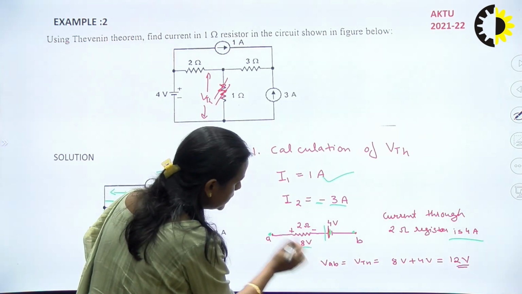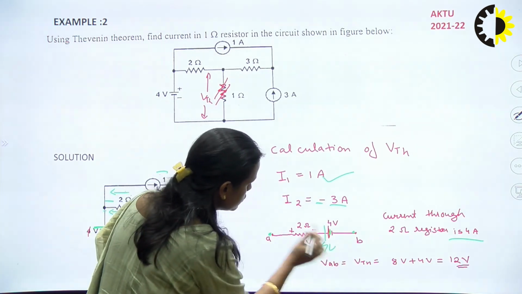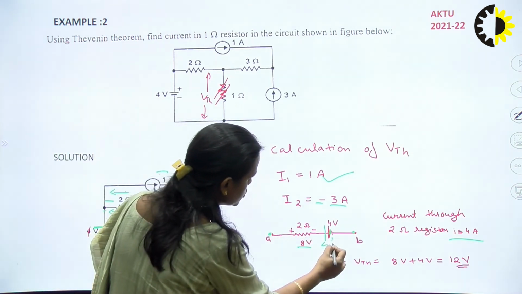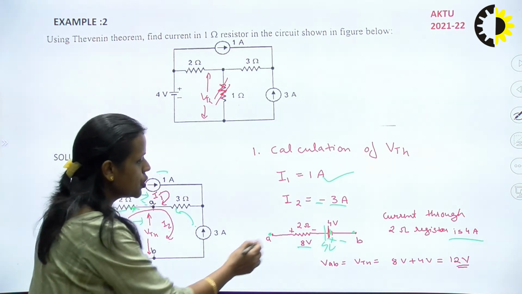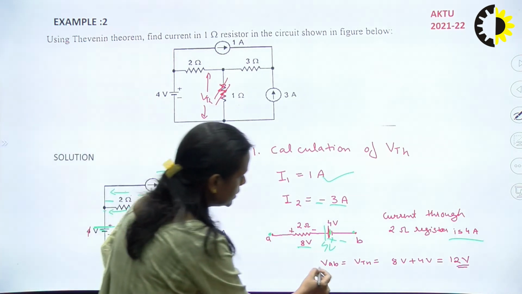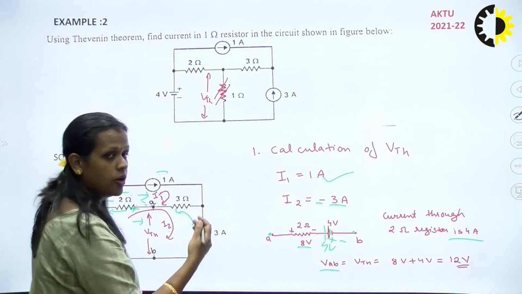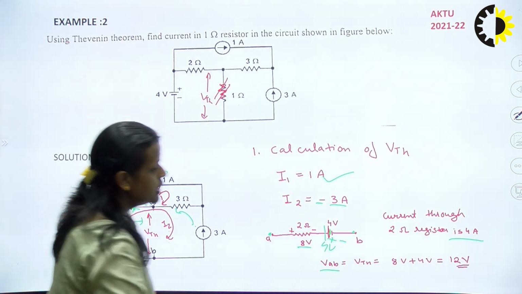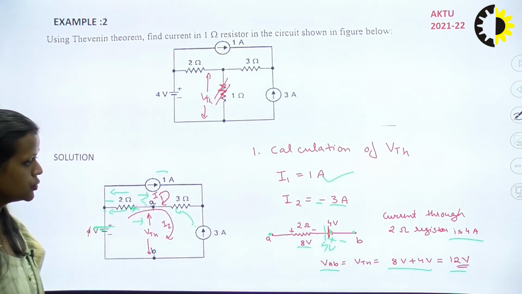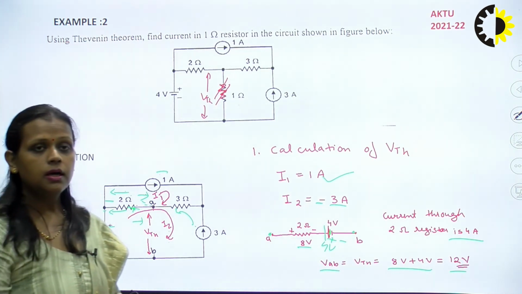So the voltage will be 8 volt, and here we know the voltage sources: this is a 4 volt source, and the polarity is plus minus, and here also the polarity is plus minus. So will this 8 volt and 4 volt get added? Here the value of VAB, meaning the voltage across the AB terminal, or we can also say VTH, will be equal to 12 volt. So 12 volt is the value of VTH. We have found the value of VTH.